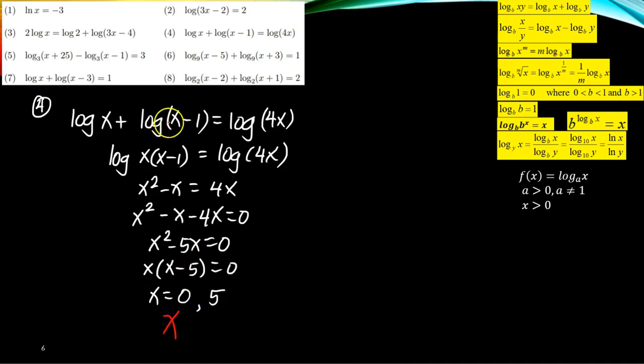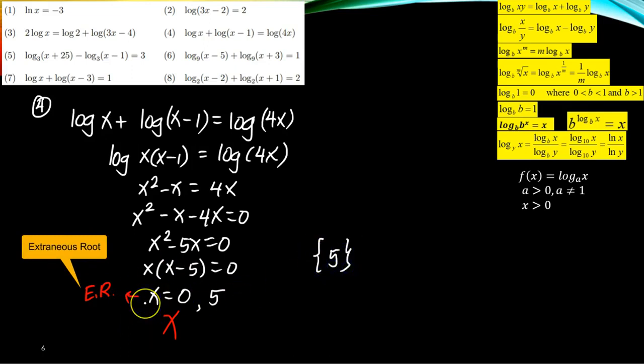For 5, let's plug in. 5, that's okay as an answer here. 5 minus 1 gives us 4, which is still positive. That's correct. 5 times 4, it's okay. So that means 0 is what you call an extraneous root. The only solution for this one is 5. You can never have the 0 as an answer.